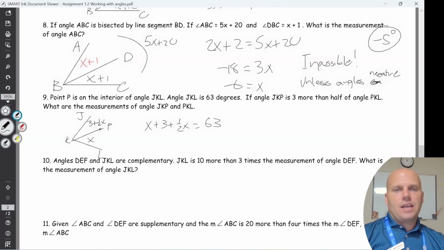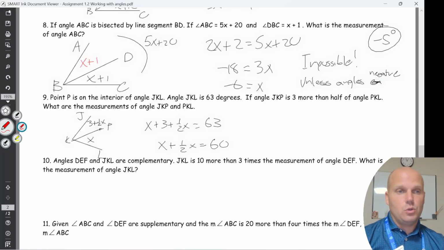Now we can add these together, or maybe we can just leave the x's separate and subtract 3. Maybe we could get rid of the fractions by multiplying everything by 2. Or we can add a half to 1 to get 1 1/2, or 3 halves. This is 2 halves of an x, this is 1 half of an x, so we have 3 halves of an x. You can also multiply everything by 2 to get 2x plus x equals 120. I like that. That's probably easy to do.